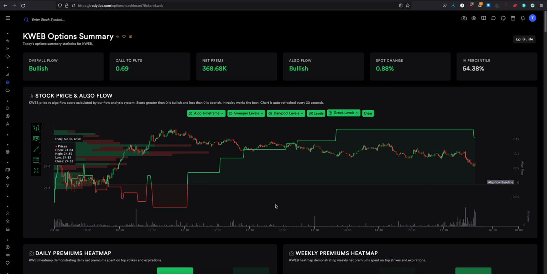So in this instance, you can see that earlier on in the day, KWeb had some bearish flow, and then it flipped bullish. And it really kept growing bullish all day. But look at the price action, downtrend the entire day, right? And then by the end of the day, we have this nice gap between the price currently and where the flow is.